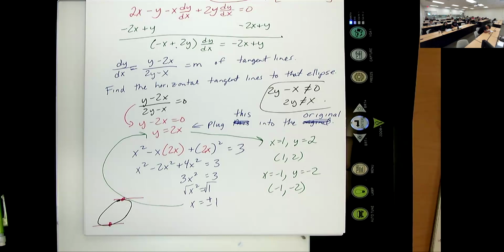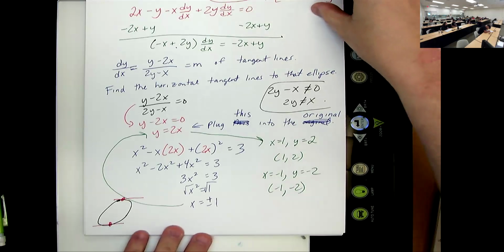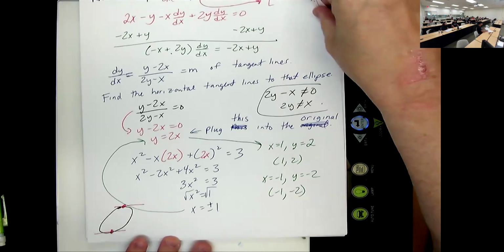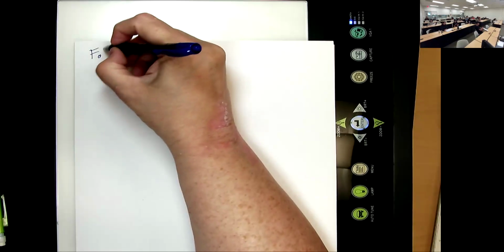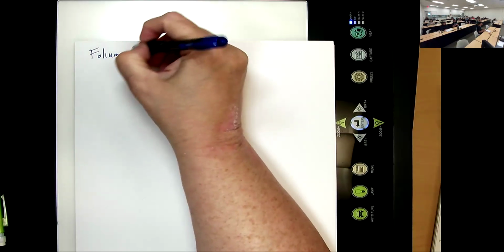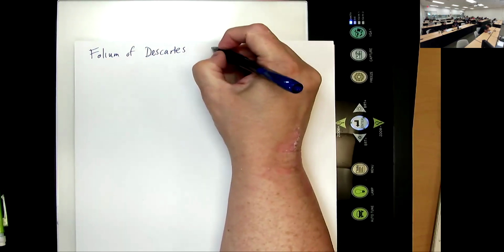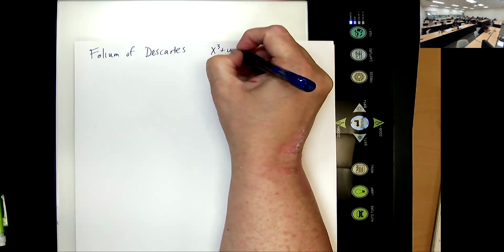You guys ready for some more? All right, the next thing is called, I think I'm pronouncing this right, the folium of Descartes. And it is x cubed plus y cubed equals 3xy.